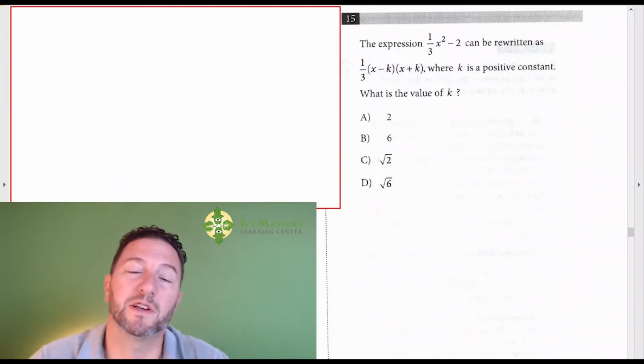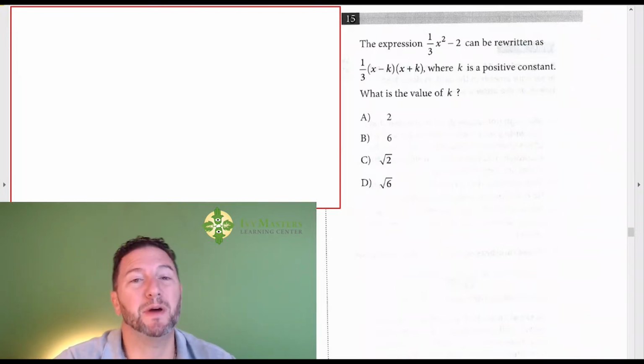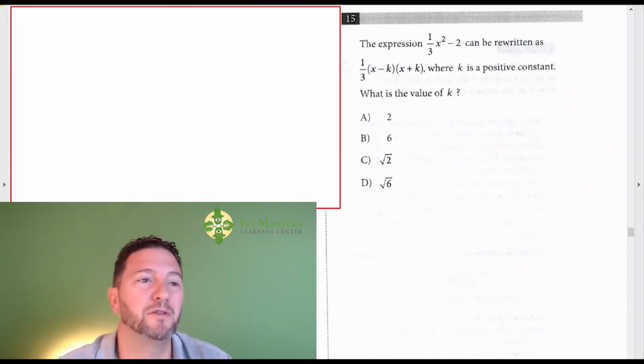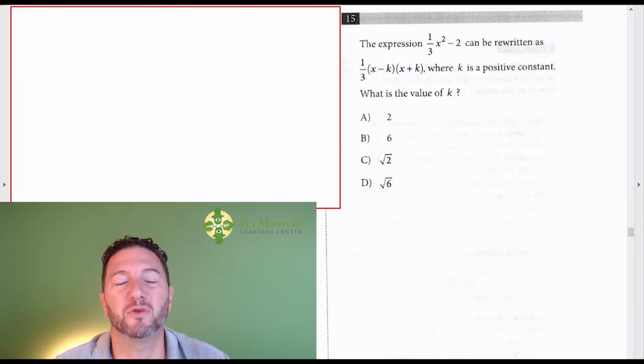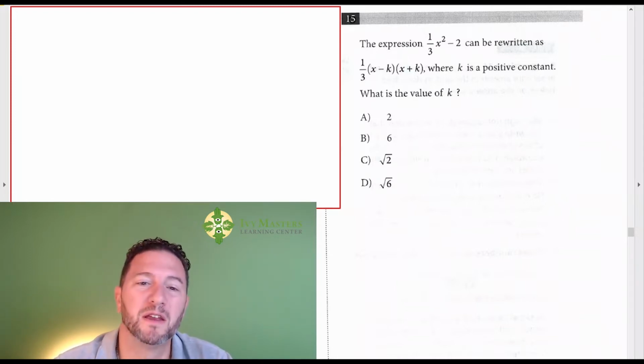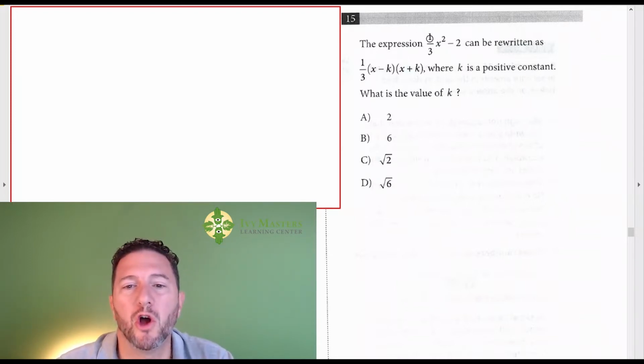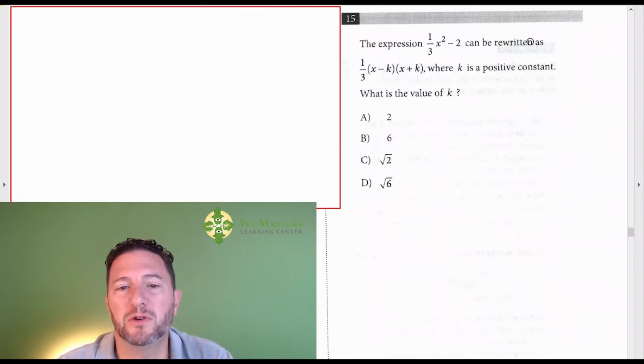Sometimes we get a math question on the SAT that seems impossible by classroom standards to solve, and Test 7, Section 3, number 15 is one of them. Number 15 reads: the expression 1/3 x squared minus 2 could be written as 1/3 (x minus k)(x plus k), where k is a positive constant. What's the value of k?